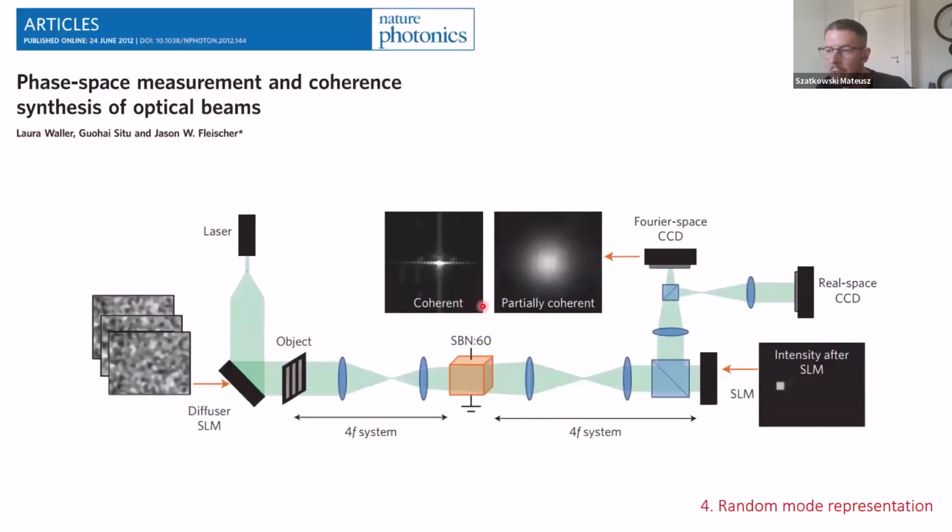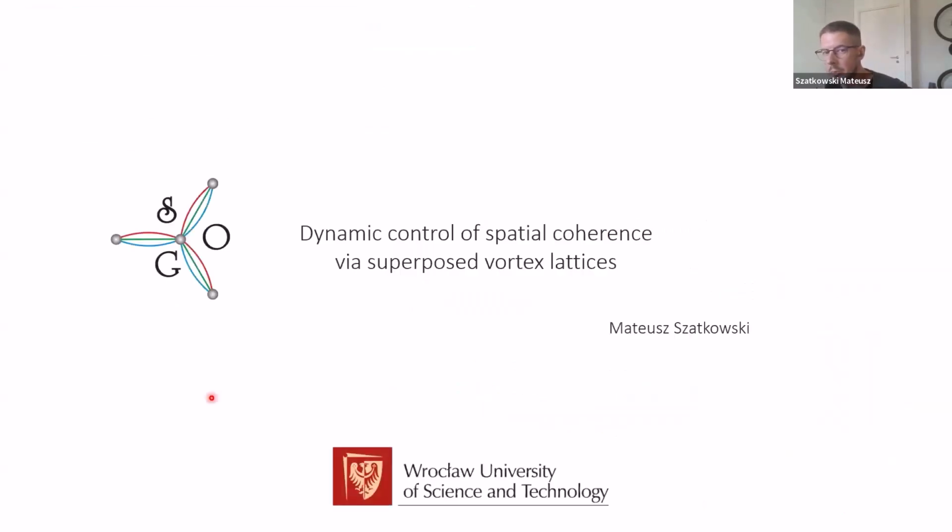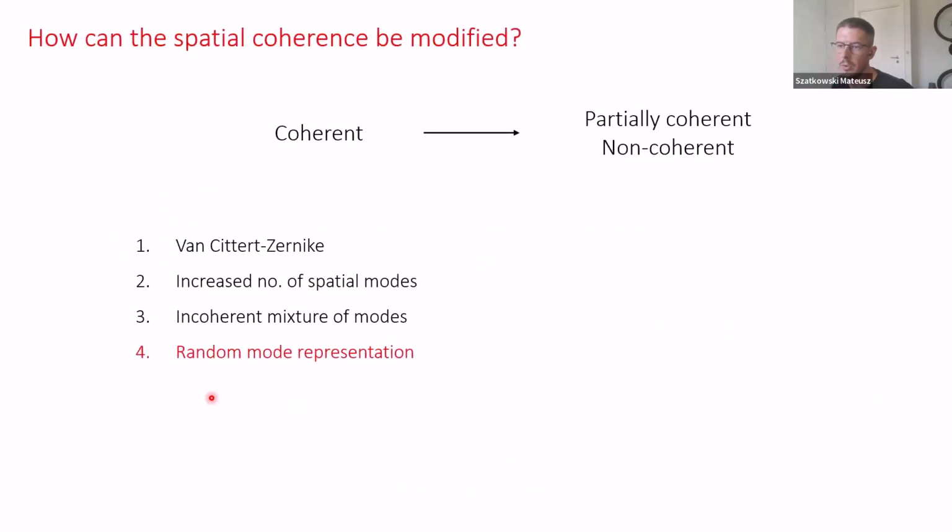And the last but not least is to still use the SLM but provide various speckle patterns on the SLM. So different, more or less random phase patterns on the SLM, and control their statistical properties to control the coherence. So today I'm gonna show you something that we came up with, which we call dynamic control of spatial coherence, but we propose to use vortex lattices. And the work would fit into the fourth category. So that would be random mode representation. And the role of random modes will be these lattices that I'm gonna talk about.